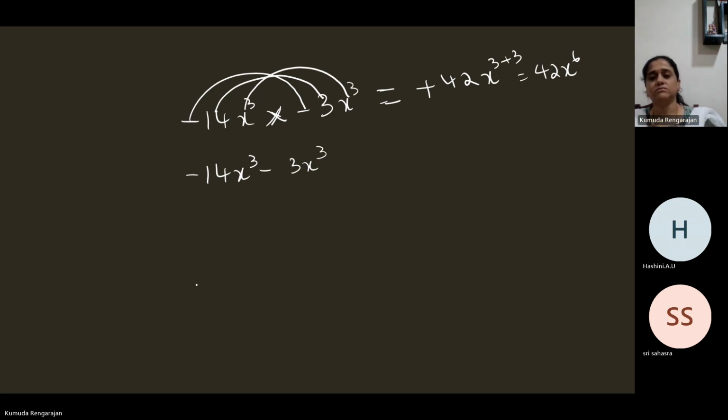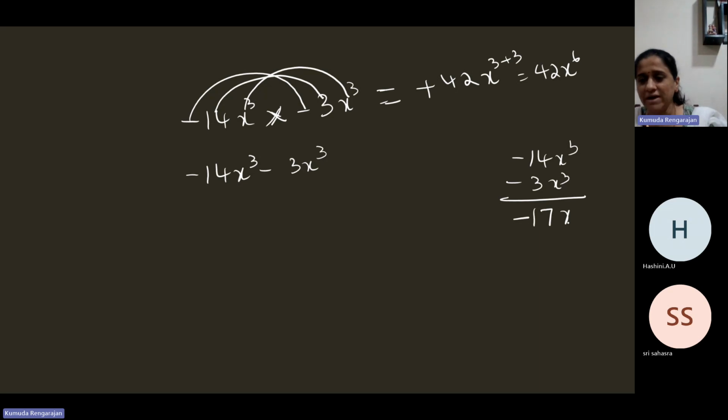But here it is not multiplication: minus 14x cubed minus 3x cubed. Same signs, so you should add 17 and put the same sign. X cubed will come as it is. In addition and subtraction, the literal factors come down as they are. Only the numbers you should calculate. So the answer for this is minus 17x cubed.